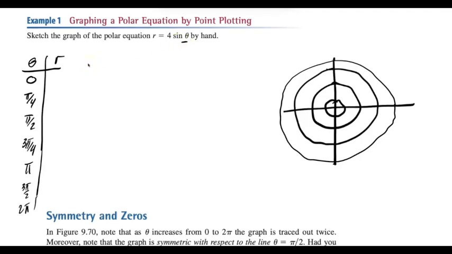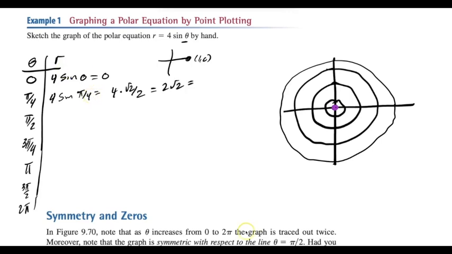The first one, we're going to go 4 sine of 0. The sine of 0 is right here. That is 1, 0. Sine of 0, I just get 0. Our first point is 0, 0. Next one, 4 sine of pi over 4, which is 45 degrees. So we're going to get 4 times rad 2 over 2. We all know sine of 45 is rad 2 over 2. We're going to get 2 rad 2, which is about 2.8.